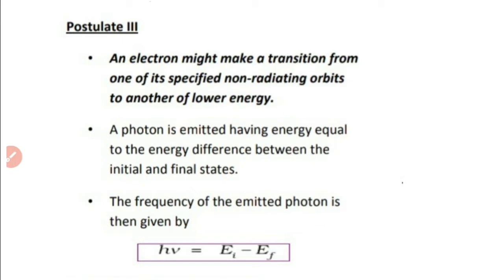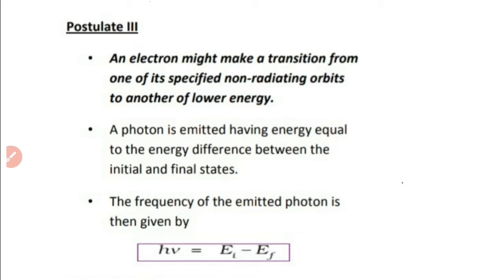Now coming to the third postulate: an electron might make a transition from one of its specified non-radiating orbits to another of lower energy. So we have stationary states, and according to Niels Bohr, an electron can make a transition from a higher energy state to a lower energy state. If such an electron is making a transition, that electron will be emitting energy, and that energy comes in the form of a photon. So a photon is emitted having energy equal to the energy difference between the initial and final state.